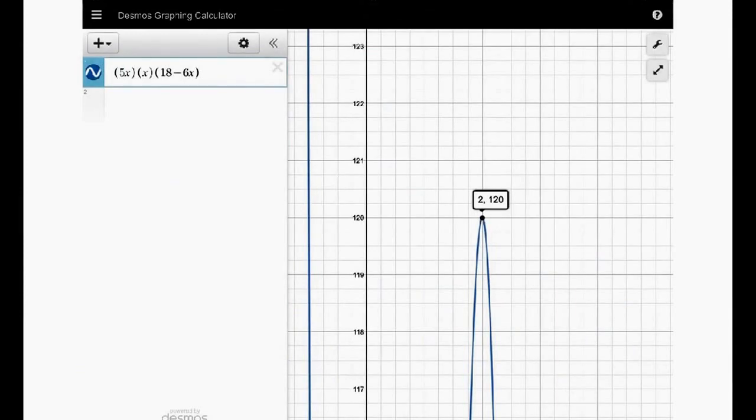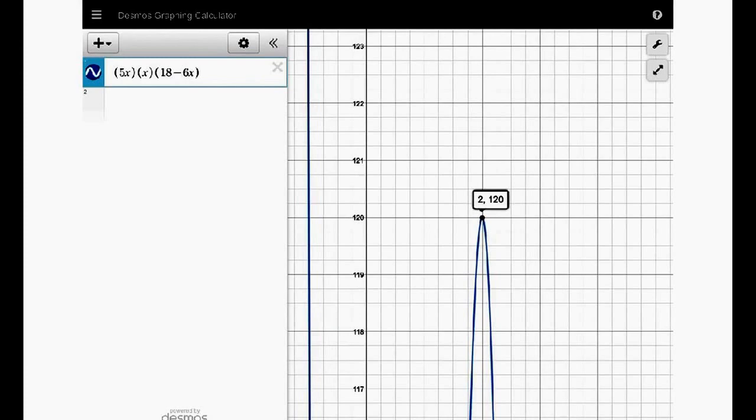The nice thing about this Desmos program is that on the graphing calculator, you have to play with the window in order to sometimes see where a maximum occurs. In Desmos, I can just zoom in and out using my fingers on the iPad, or on the computer, use the zoom in and zoom out function. So playing around with the window, I was able to find that the maximum when I graphed this function occurred at (2, 120).